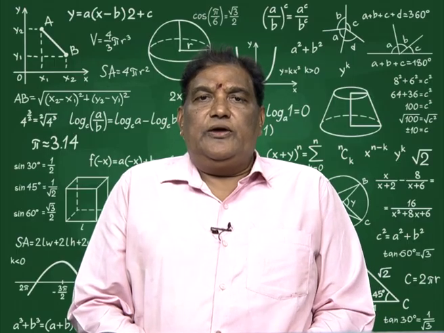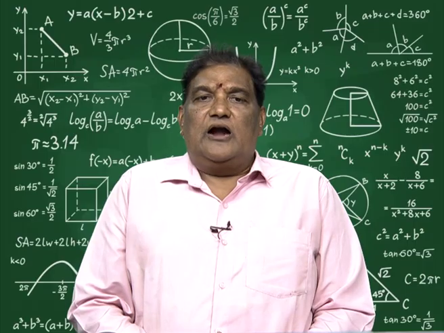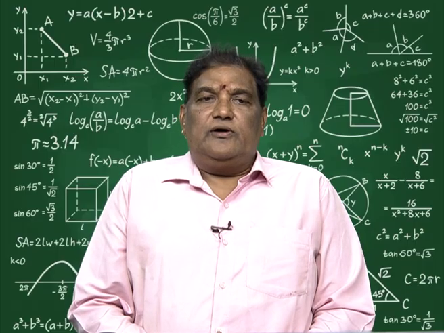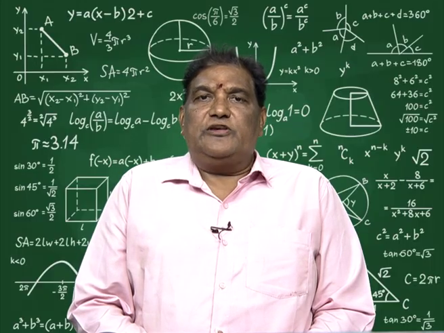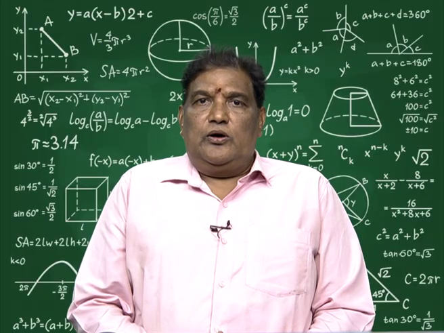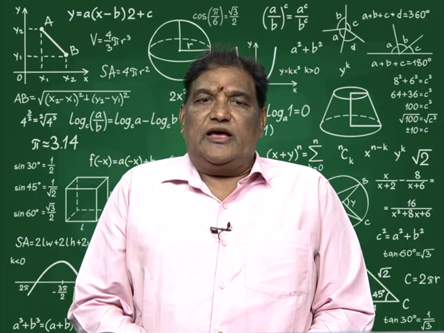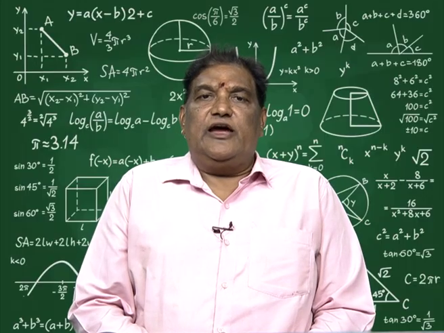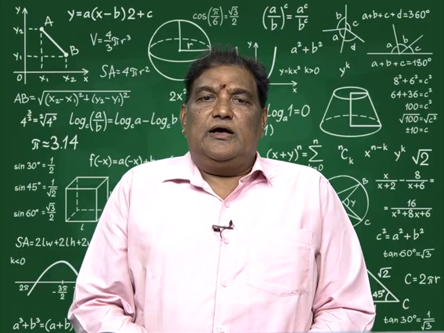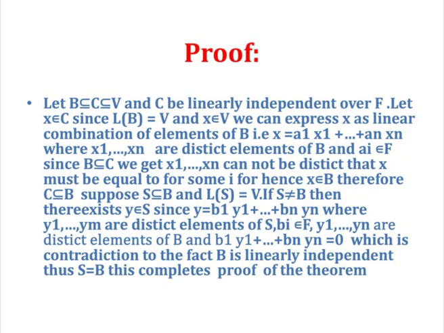So, proof: Let B be a subset of C, which is a subset of V, and let C be linearly independent over F. Let x belong to C. Since L of B equals V and x belongs to V, we can express x as a linear combination of elements of B, that is x equals a1 x1 plus a2 x2 plus a3 x3 plus so on an xn, where x1, x2, etc. xn are distinct elements of B and ai belongs to F. Since B is a subset of C, the x1, x2, etc. xn cannot be distinct from x, so x must be equal to xi for some i, and hence x belongs to B. Therefore, C is a subset of B.